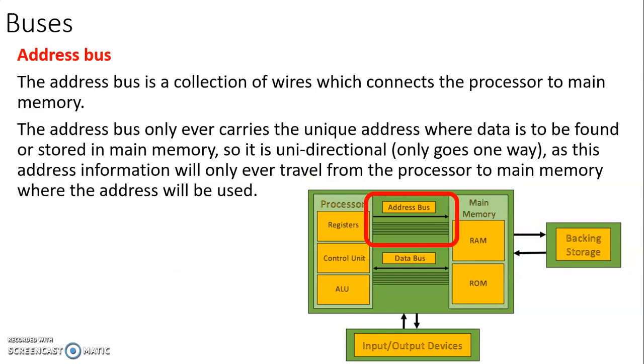If we then have a look at address buses, the address bus is a collection of wires which connects the processor to the main memory. The address bus only ever carries the unique address where data is to be found or stored in main memory, so it is unidirectional. Uni just means that it goes one way, as this address information will only ever travel from the processor to main memory where the address will be used.